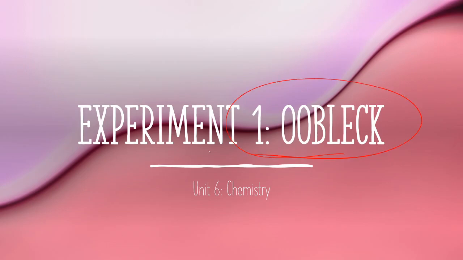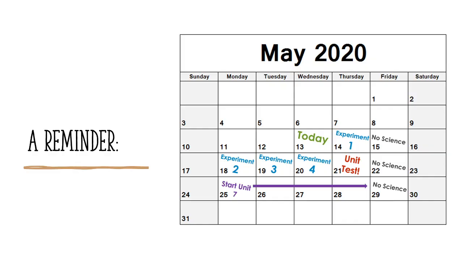And today's experiment is a classic. It is this stuff called Oobleck. The word was first made up by Dr. Seuss, but we're going to make it in just a second. It's going to be super fun. I can't wait. Oobleck, before we jump into that, I do also want to give you a reminder about where we're at in the schedule.